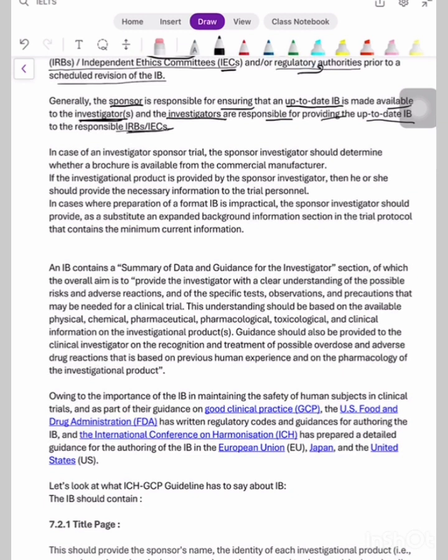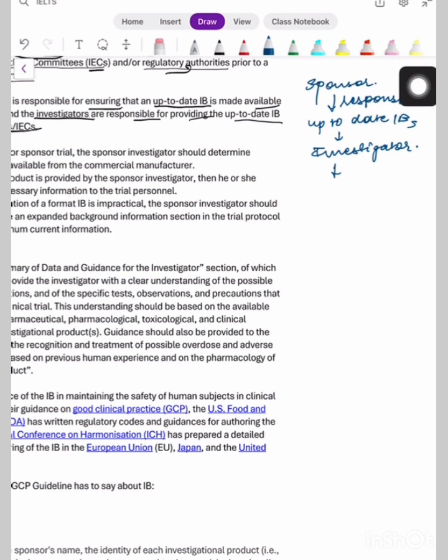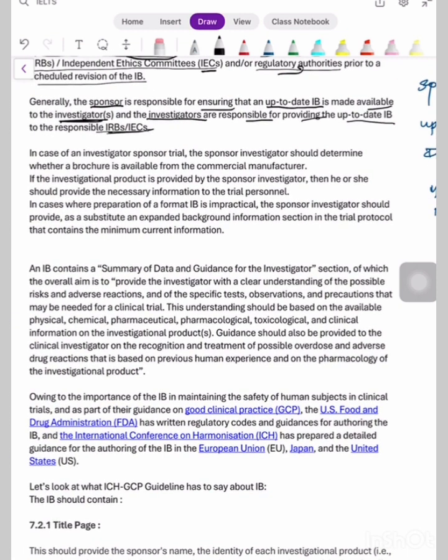Now let's study this in flowchart form. The sponsor is responsible to give up-to-date IBs to whom? The investigator. And the investigator is then responsible to give up-to-date, or current version, IBs to the IRBs or IECs. So that is how you will learn the responsibilities.